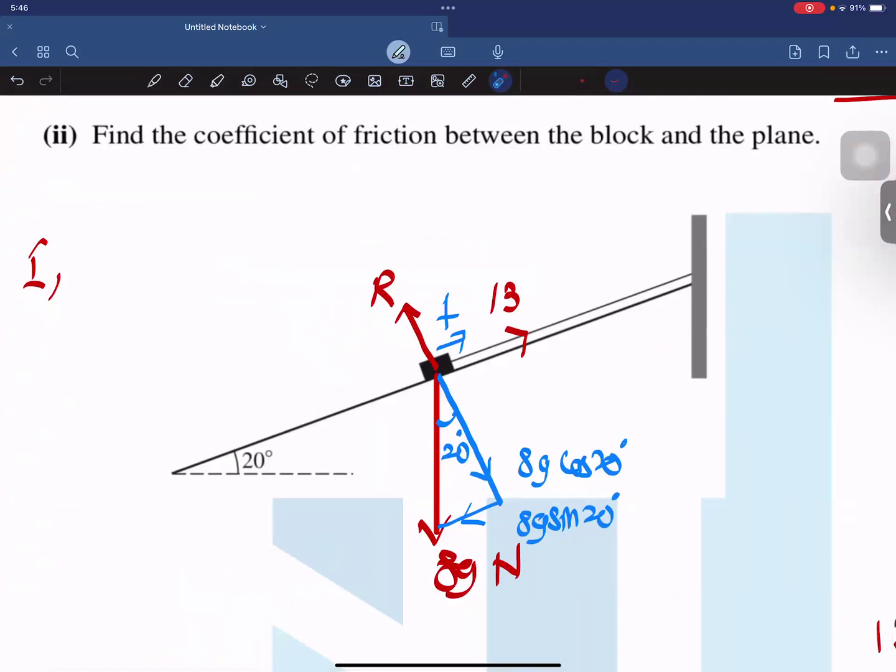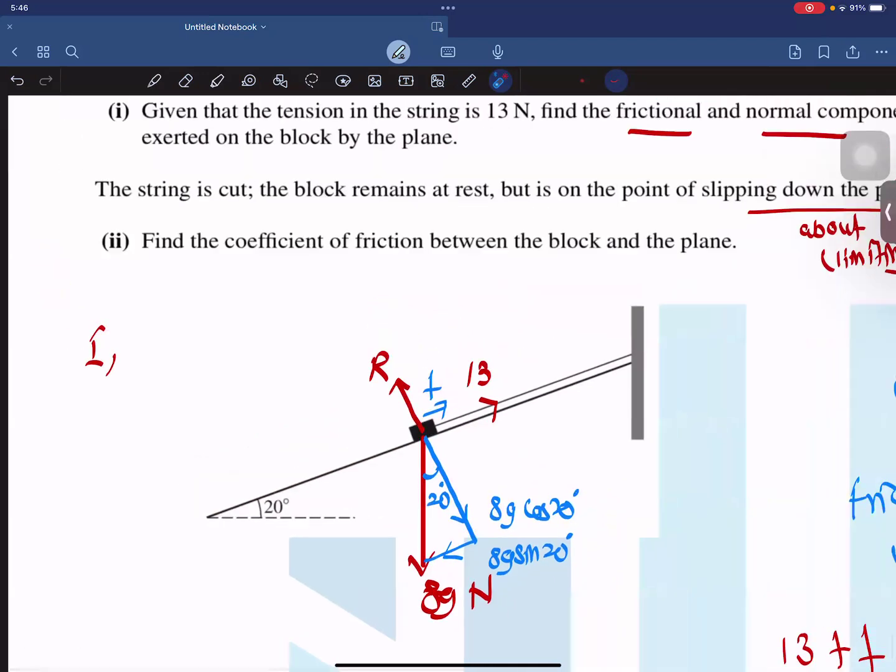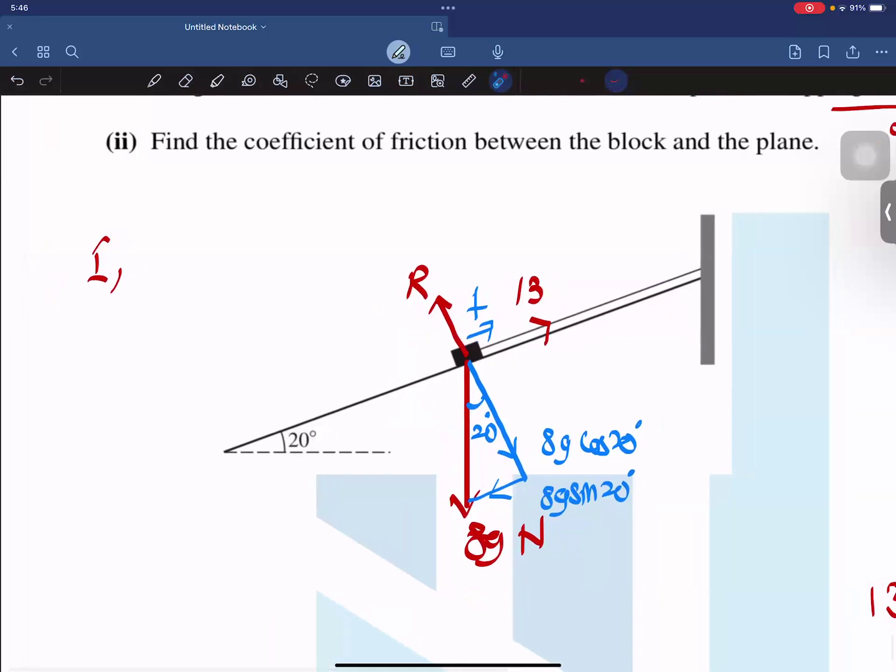Since we know that the plane is inclined at an angle of 20 degrees to the horizontal, the weight of the block will be 8g Newton. Weight always acts vertically downwards. Since the mass is 8 kg, the weight is 8g Newton. And since the angle over here is 20 degrees, this angle would also be 20 degrees.